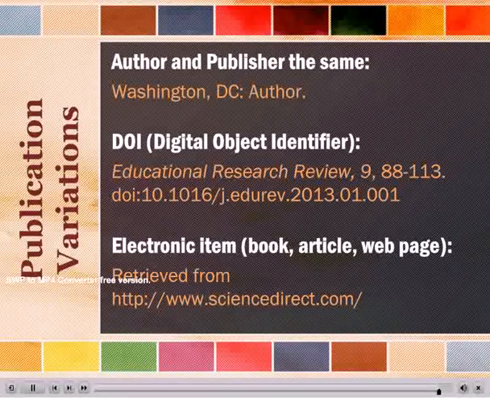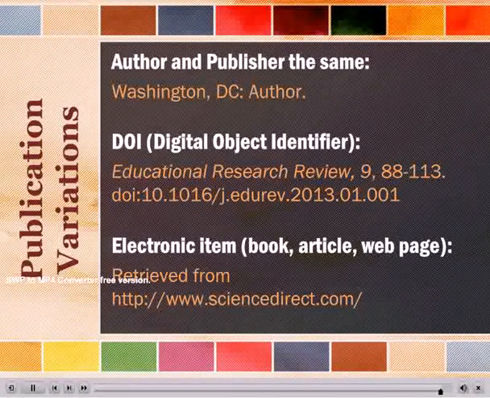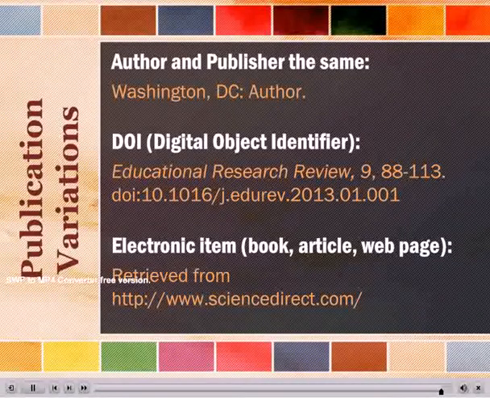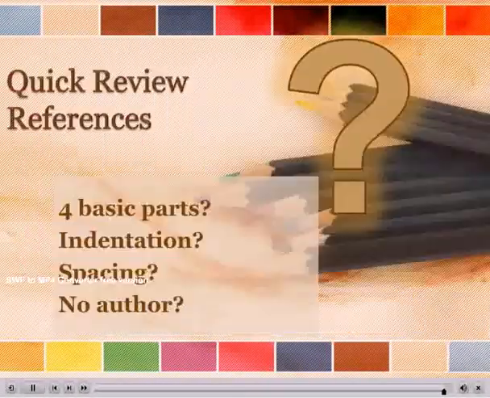Also, if you retrieve something online and it has a URL, simply include a retrieval statement like the third example. In this case, the item was retrieved from the website sciencedirect.com. Consult Chapter 7 of the APA Manual for more variations on the publication field.